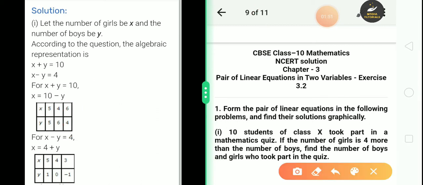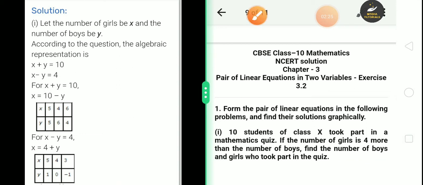Now consider the second equation, x minus y is equal to 4, that is x is equal to 4 plus y. So again we will assume some values of y to get values of x. So when y is equal to 1, we get x is 5, so (5, 1). When y is 0, x will be 4, so (4, 0). And when y is minus 1, 4 minus 1 is 3, so coordinates are (3, minus 1). So coordinates for the first equation are (5, 5), (4, 6), (6, 4), and coordinates for the second equation are (5, 1), (4, 0) and (3, minus 1).